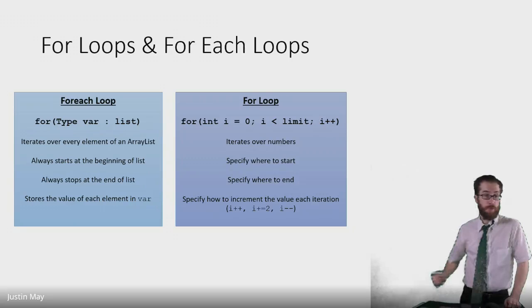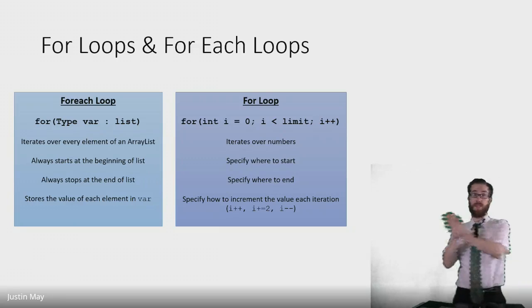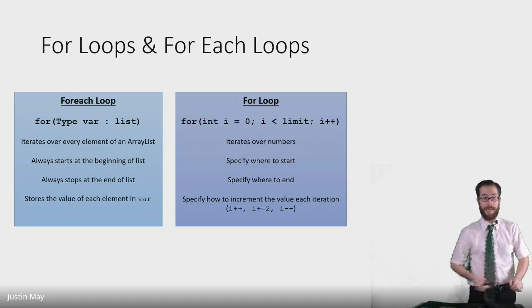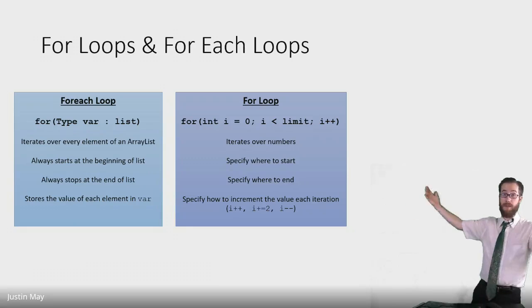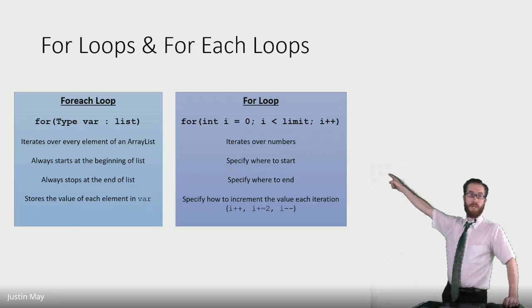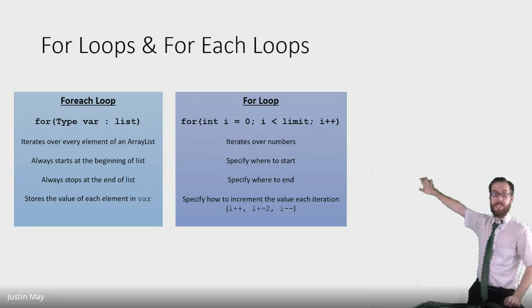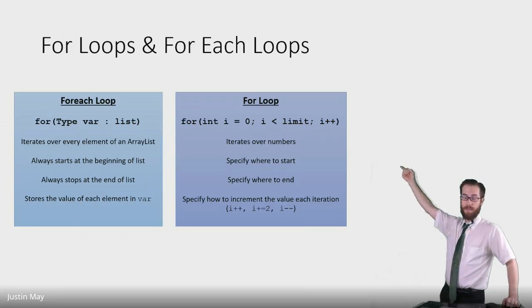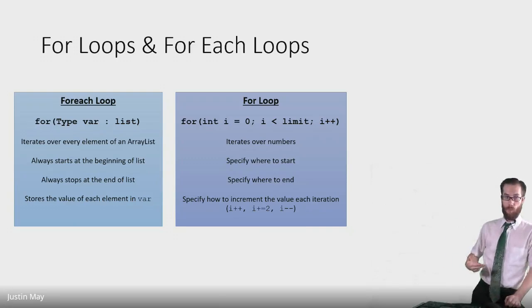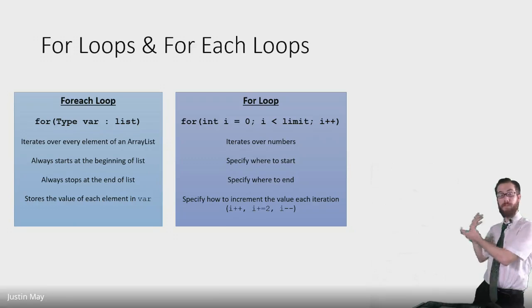The for each loop always stops at the end of the list. It starts at the beginning and it goes all the way to the end. The for loop, you specify where to end. You get to decide where to start, i equals wherever you want to start, and you specify this condition for when it should end. So you basically get to pick that limit, loop while i is less than 15, whatever you want.